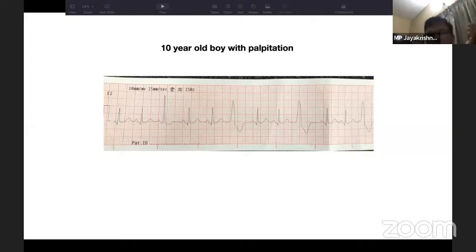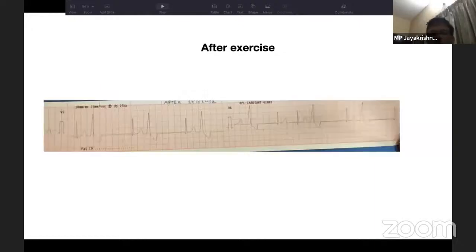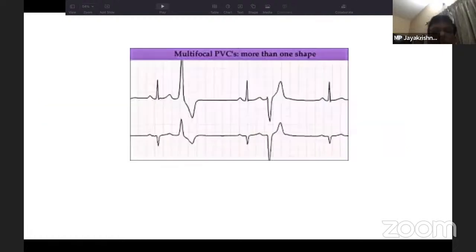So how do you know these ventricular ectopics are significant or not? Suppose the child does exercise, what happens? Normally, if it's a normal child having occasional ventricular ectopics, that will disappear once you start doing exercise. Whereas if an abnormal pathology is there, the ventricular ectopics will increase in frequency. So if it increases in frequency, you need to be careful about that.